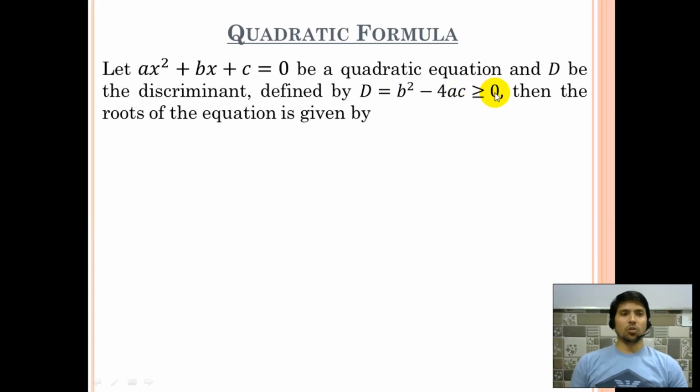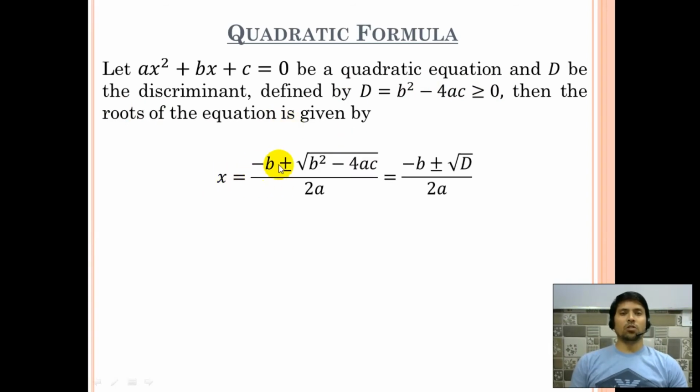This should be greater than or equal to 0 for the real roots only. Then the roots of the equation are given by: if the value of D, b square minus 4ac, is greater than 0, then the roots of the quadratic equation are given by this formula, x equals minus b plus minus under root b square minus 4ac upon 2a, which equals minus b plus minus root D upon 2a. What is D? D is b square minus 4ac, and this D we call the discriminant.